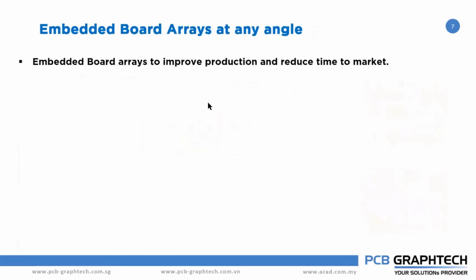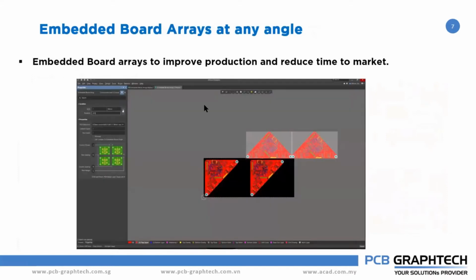Then the next one is embedded board array at any angle. This is one of the new features. We usually have the rotation angle in our embedded board array. Up to Altium Designer 20, you could rotate only at 0 degrees, 90 degrees, 180 degrees, 270 degrees or 360. Only the selected options were available. But in this latest version, 21, you can just type in any angle.